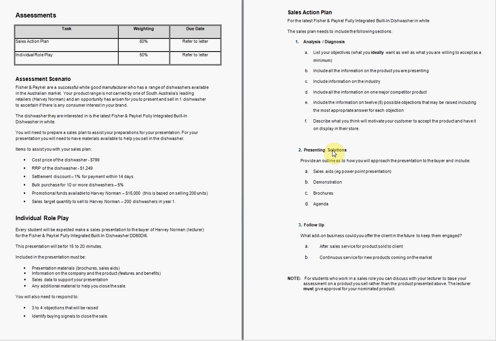So if you cover each one of these steps, you should be able to complete your action plan quite easily. There is no word count or word limit on this. I just need you to ensure that you cover each section thoroughly. So I look forward to seeing your assignment.